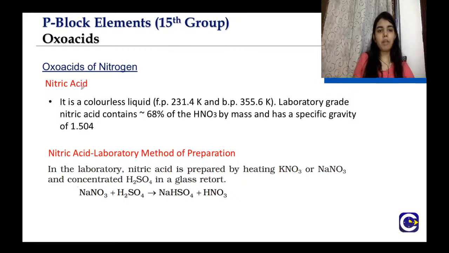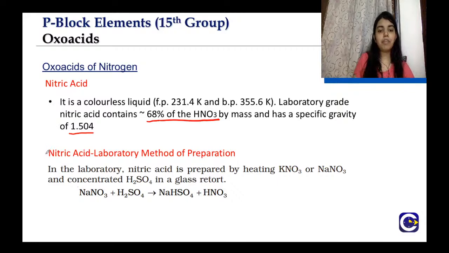Now, first let's come to nitric acid. It is a colorless liquid, and laboratory grade nitric acid contains 68% HNO3. That means the bottles of nitric acid in the laboratory are not 100% nitric acid, but 68% nitric acid by mass, with a specific gravity of 1.504.